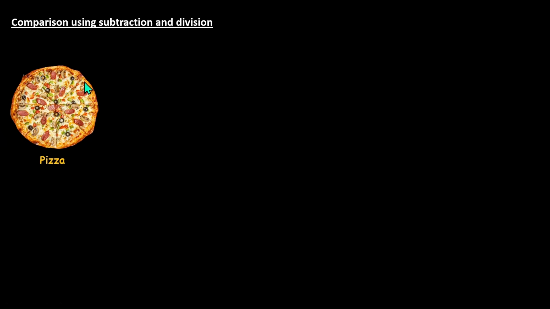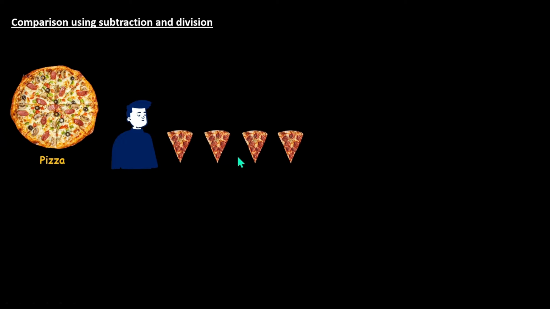Hello everyone. Today we'll be talking about comparison using subtraction and division. So let's take an example. Let's say we're ordering a pizza for home and it's a tale of two brothers. I have a brother who's elder to me. So the pizza having 6 pieces gets distributed in a way that my elder brother gets 4 pieces and me, being the younger one, gets 2 pieces.